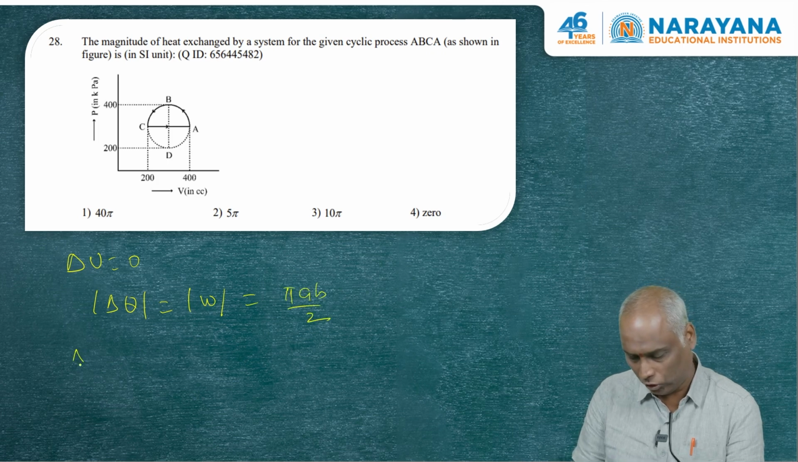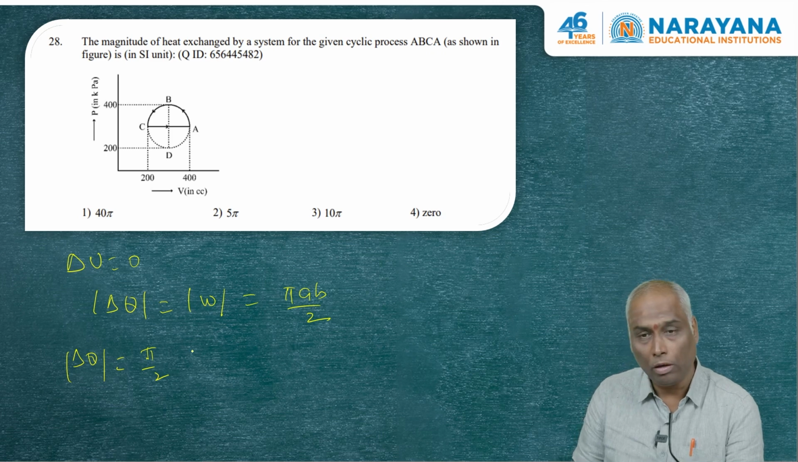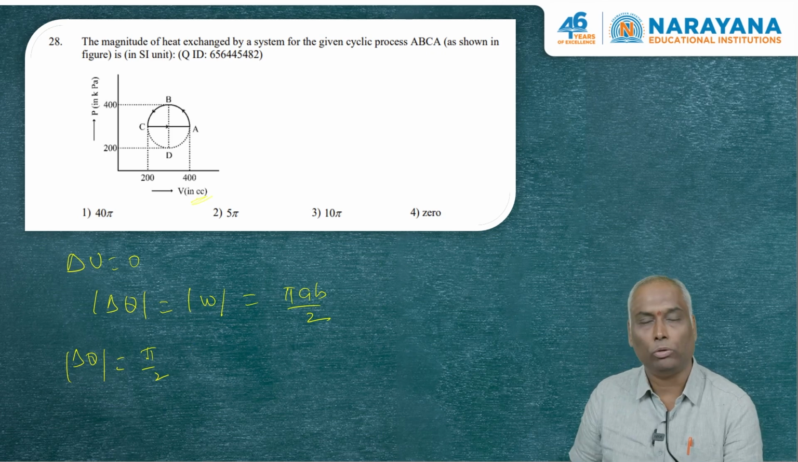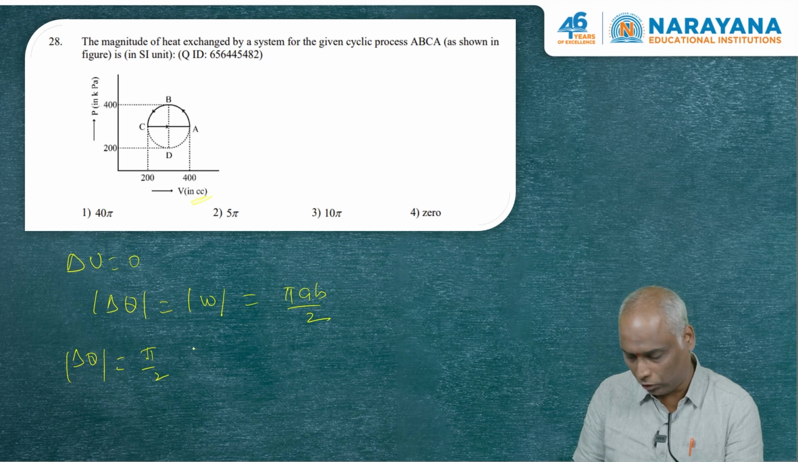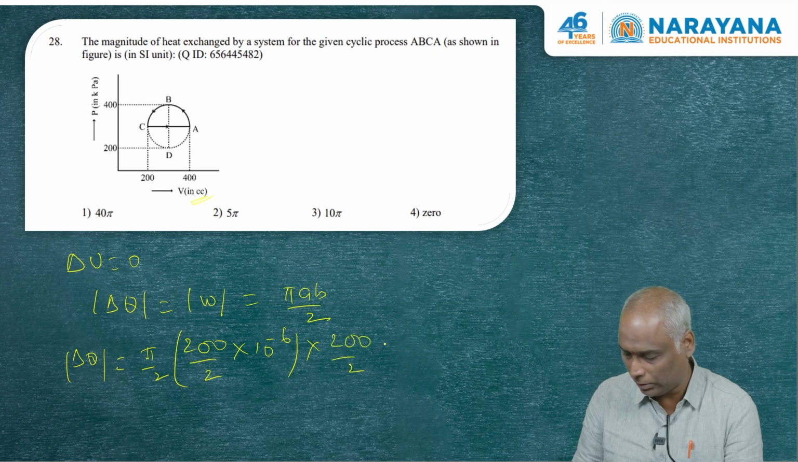So this value of magnitude of change in heat energy is going to be 1 by 2 pi by 2 into A. A is the length of the semi-major axis. On the x-axis you have to understand that the units are given in cc. So the value of A is going to be 200 divided by 2, and because it is given in cc, converting into SI system it should be into 10 power minus 6, into B. On the y-axis, taking the complete circle, the difference is nothing but 200 kilopascal. So that should be 200 divided by 2 into 10 to the power of 3, converting into pascals.